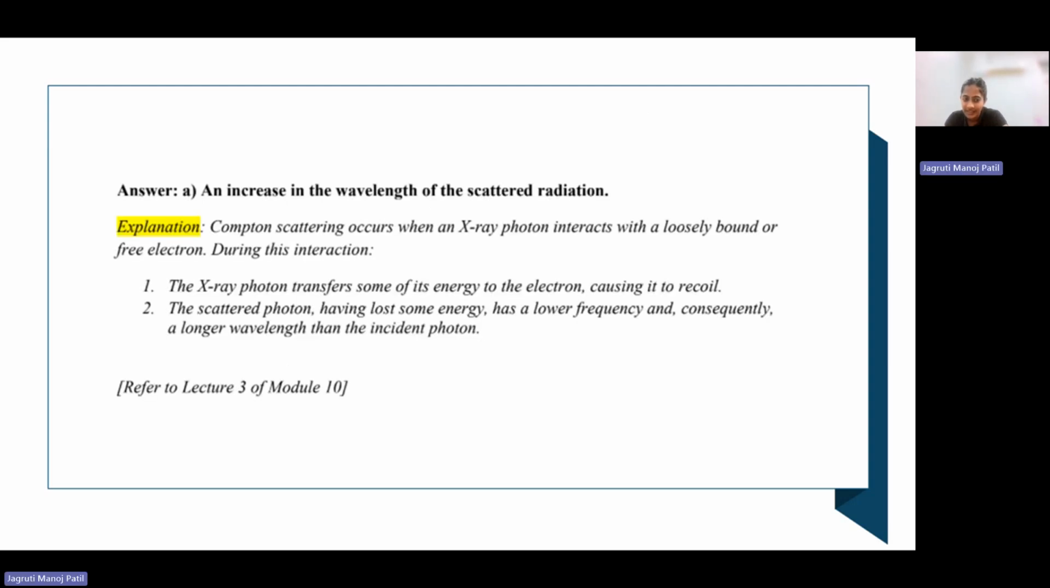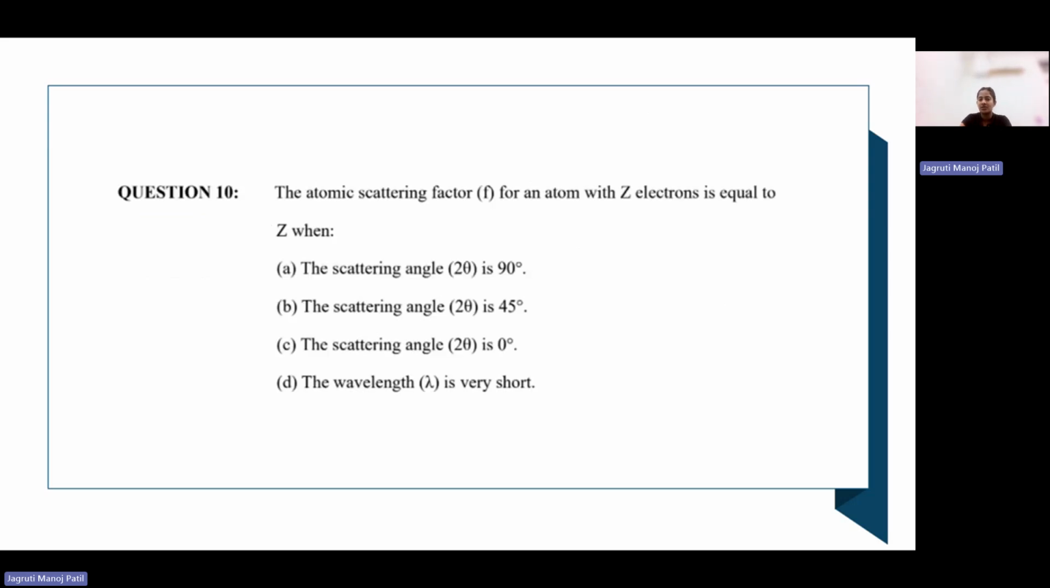The answer is an increase, because the photon interacts with a loosely bound free electron. During this, the X-ray photon transfers some of its energy to that electron, causing it to recoil. The scattered photon has lost some energy, so it has a lower frequency and consequently a longer wavelength. So there is an increase in wavelength of the scattered radiation, right? The frequency reduces, the energy reduces.